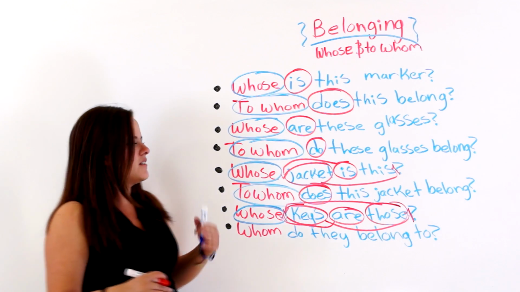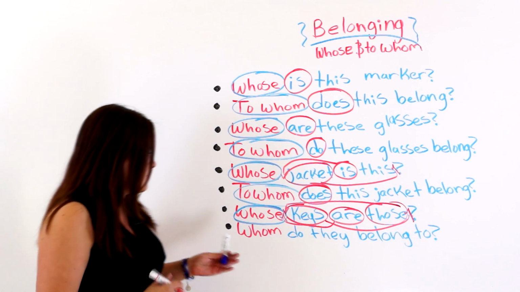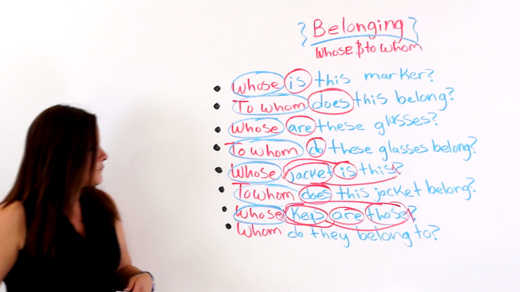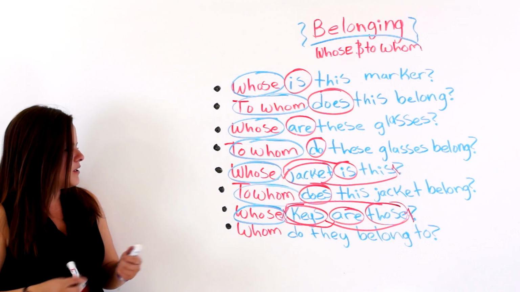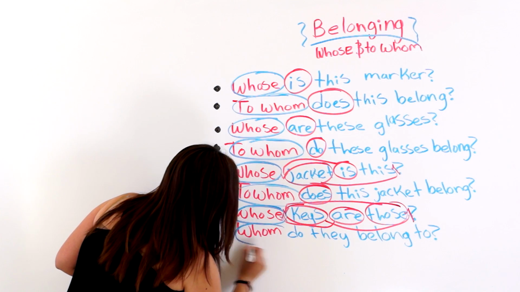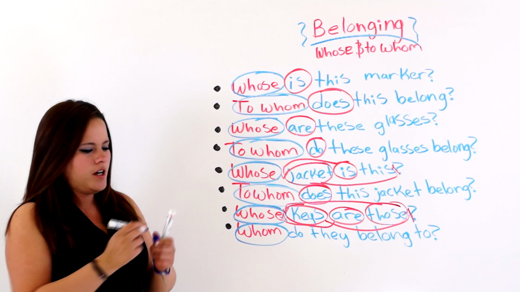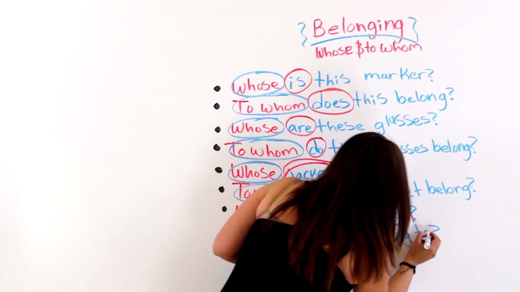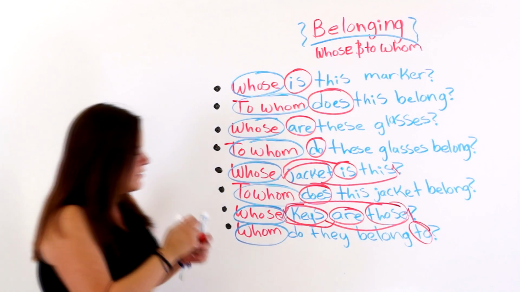Okay? You don't really need to write down the subject. Okay, next one. I mean the object. Whom? Whom do they belong to? Right here, I did it different. Okay? I did not write to whom. I wrote whom do they belong? And you can use to right at the end. Whom do they belong to?